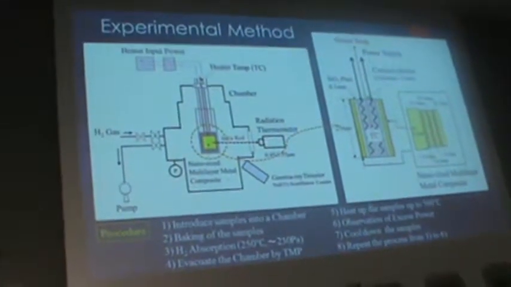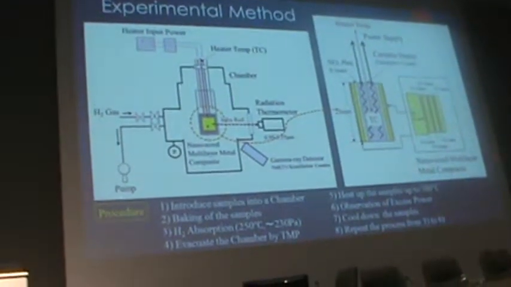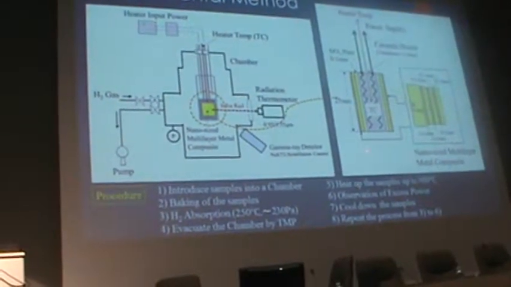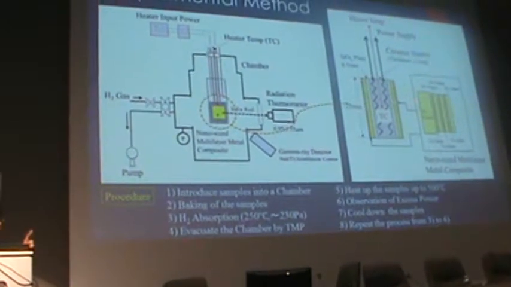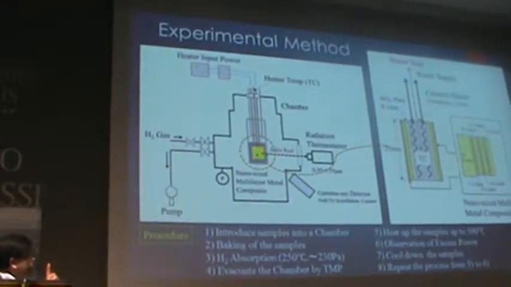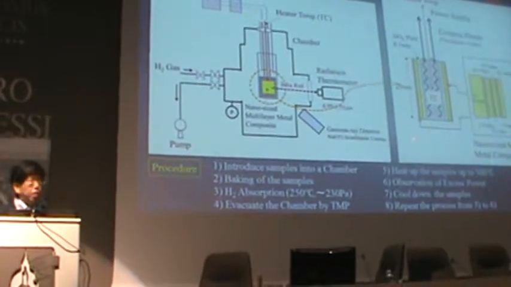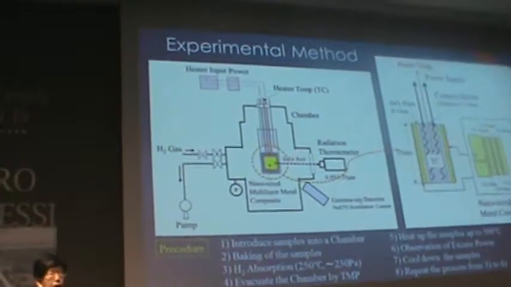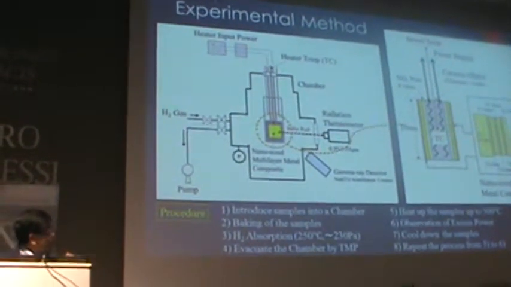This figure shows the experimental method of the presentation. We use a nanosized multilayer metal composite like this. Usually, we mainly use a nickel bulk, 25 millimeters by 25 millimeters and 0.1 millimeter thick. And on the bulk, we fabricate multilayer thin films, mainly using nickel and copper and other materials. And we prepare 2 sheets of this multilayer composite.